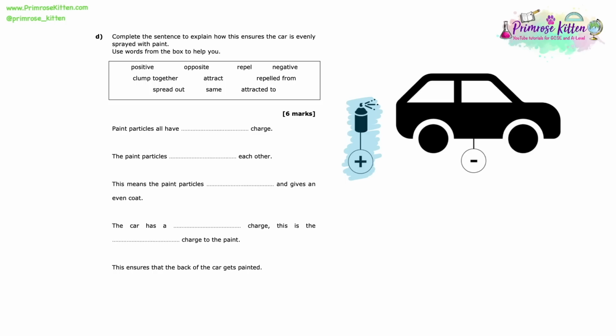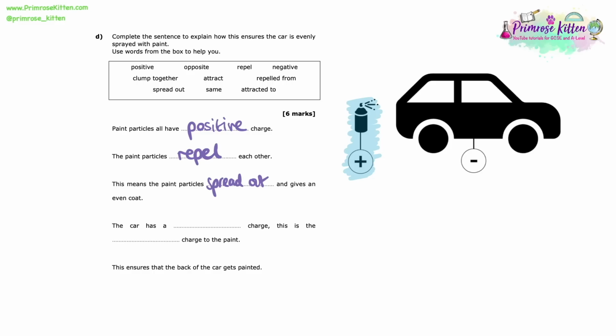So it starts, paint particles all have, and if you look at the diagram here, you can see it's connected to a positive electrode. As a result, we can say that paint particles all have a positive charge. Now, because they're all going to have a positive charge, and we should know that like charges repel, the paint particles will repel each other. This means the paint particles something and gives an even coat. Well, as they're all repelling each other, they're going to spread out, and that's what gives it that even coat.